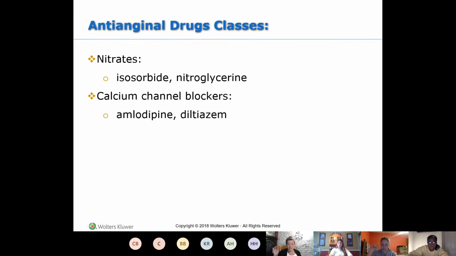All right, so it's really easier if you keep boxes in your head for all of this stuff, or it's going to start to all run together, okay? So the way I showed y'all antihypertensives with the umbrella, anti-anginals can either be nitrates or calcium channel blockers. Those are your two classes, your subcategories underneath that big umbrella, okay? Your examples of nitrates, you'll need to know these, are isosorbide and nitroglycerin.